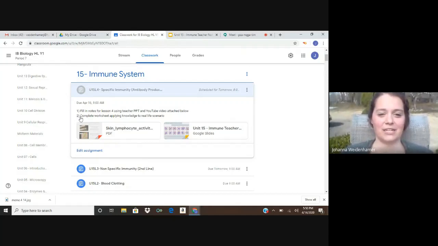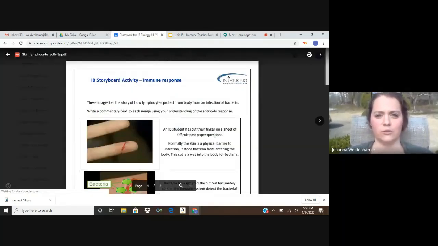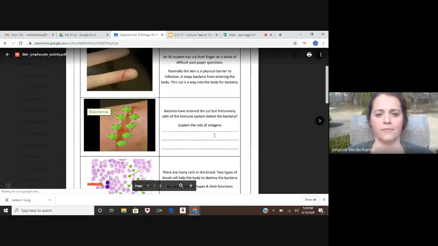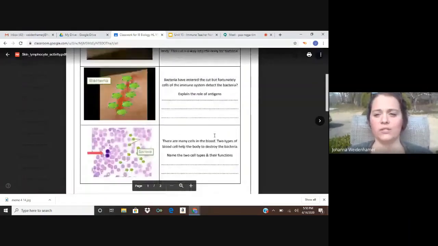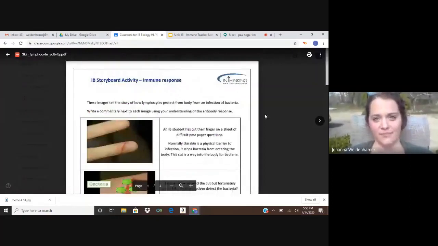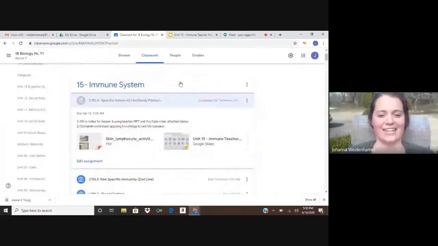And number 2, we're going to complete the worksheet applying knowledge to real life scenarios based off of the information that we're going to be learning about today about the third line of defense or specific immune response. So this worksheet will be due for homework. You're going to get to fill this out once you are all done with getting the notes for today's lesson. So let's jump right on in.